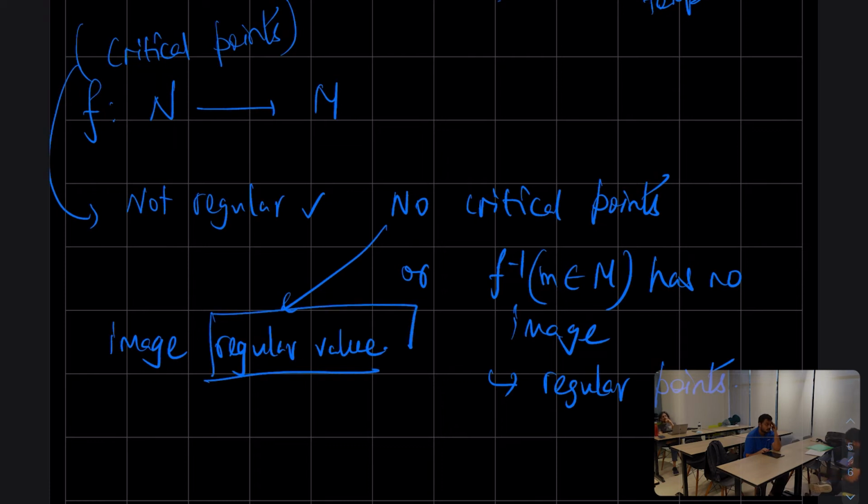If I have a regular value C, then f inverse C is going to lie in the manifold N. With the subspace topology, you can show this actually forms a submanifold in N. So that's an example of the regular level set theorem. C is your level, so there comes the level set. It's regular because of the definition.